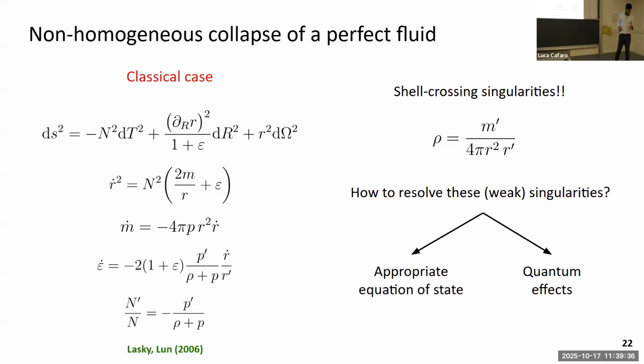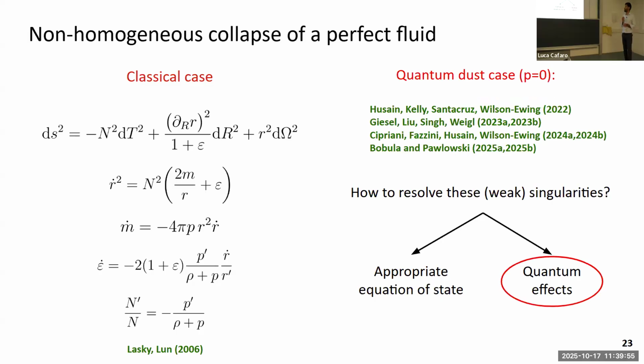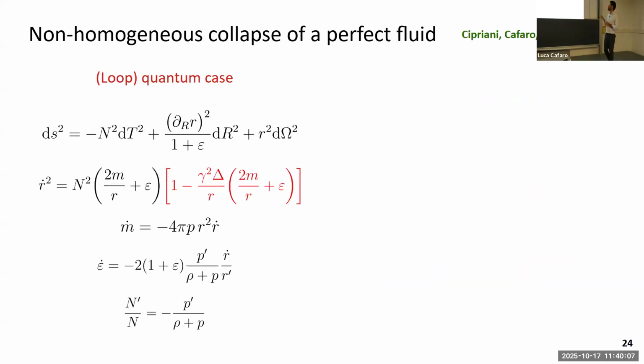Now, the two main proposals to get rid of shell-crossing singularities are either to consider an appropriate and currently unknown equation of state that would prevent the formation of these singularities, or that they will be taken care of by quantum effects. I will focus on this second possibility. And the case of a non-homogeneous collapse in the absence of pressure, so with dust, was recently discussed by several different people. A few collaborators and I have recently generalized the result also in the presence of pressure.